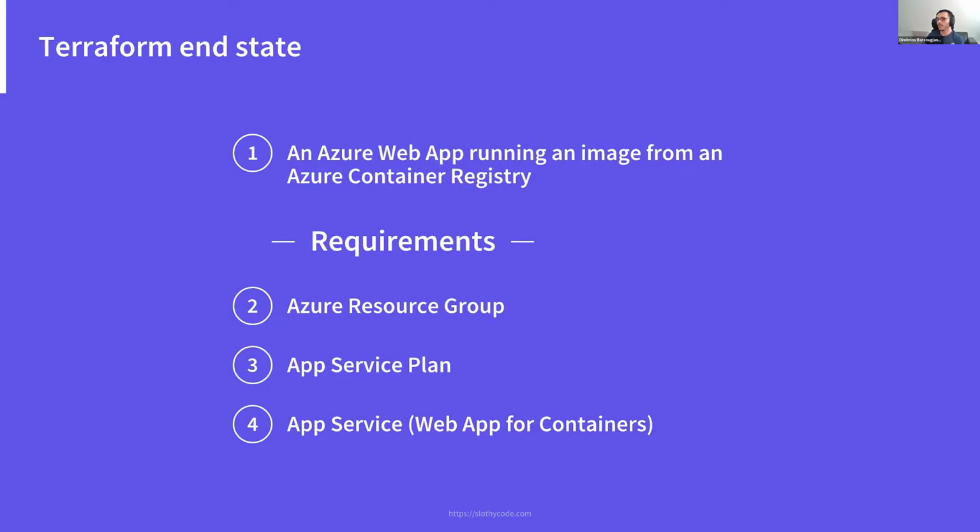The end state of the first part will be an Azure web app running an image from an Azure container registry. And to do that, it means that we'll have to spin up a resource group, an app service plan, and of course, the app service.